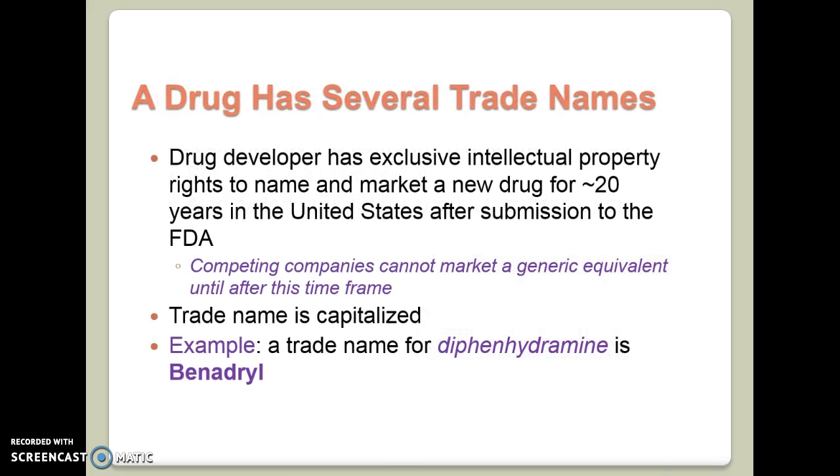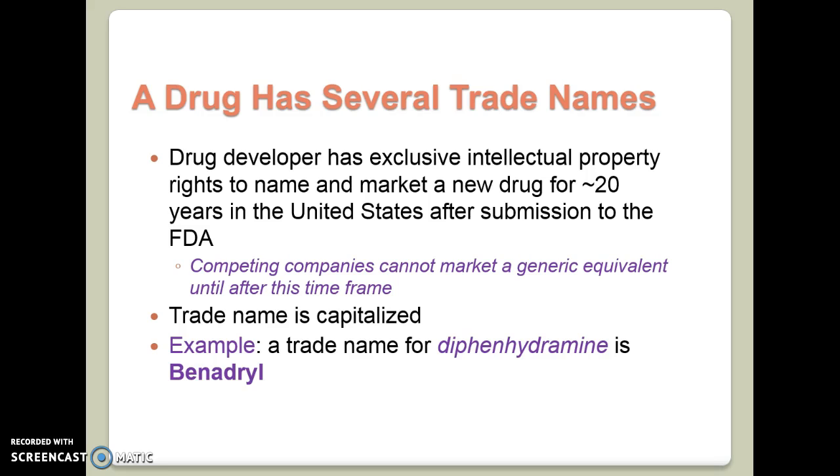The drug developer usually has exclusive rights or intellectual property rights to name and market its drug for about 20 years in the United States. What this does is it prevents competing companies from marketing a generic equivalent until after this time frame. So when you hear that the patent runs out on drugs, it's usually about 20 years, and that's when the generics and other companies can start putting out generic meds.